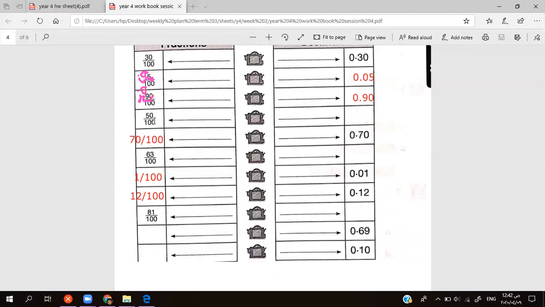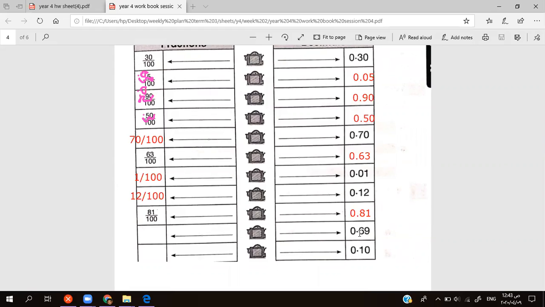Okay, so 50 over 100, my decimal will move two places because it's over 100. Here is 1 and here is 2. So it's going to be 0.50. Here also, my decimal will move two places, so it's going to be 0.63. Here the same, my decimal will move two places because it's divided by 100, so it's going to be 0.81.